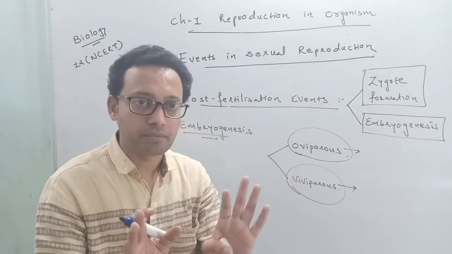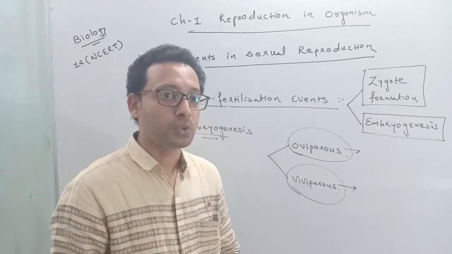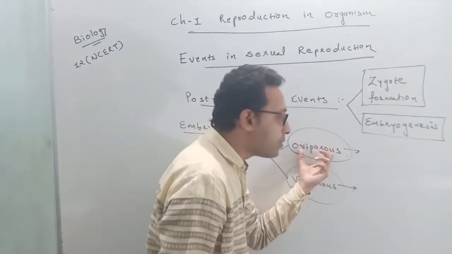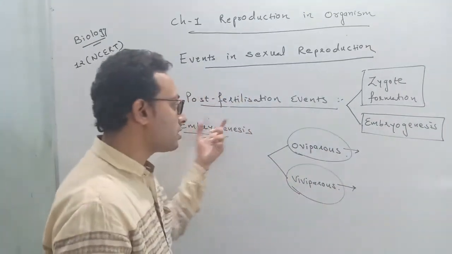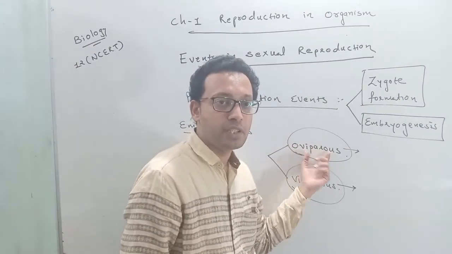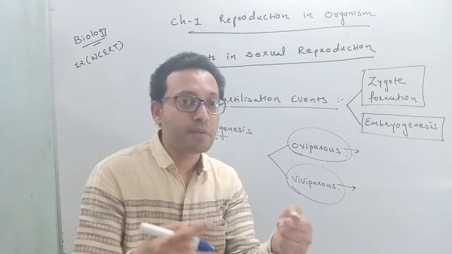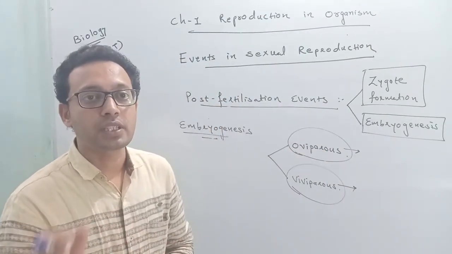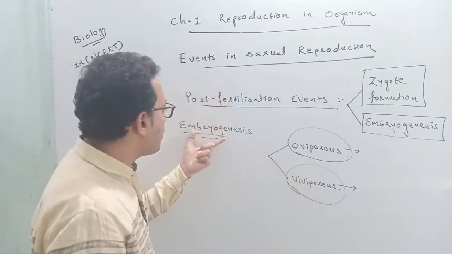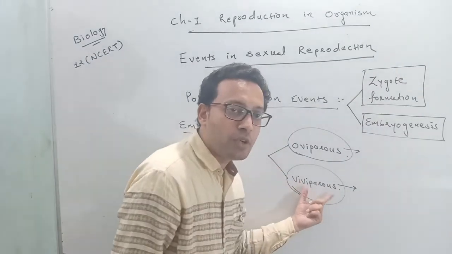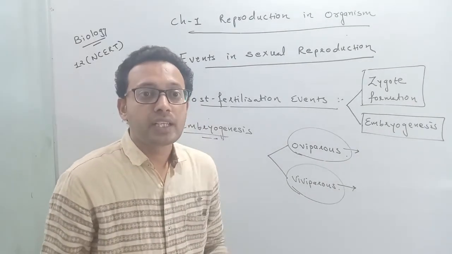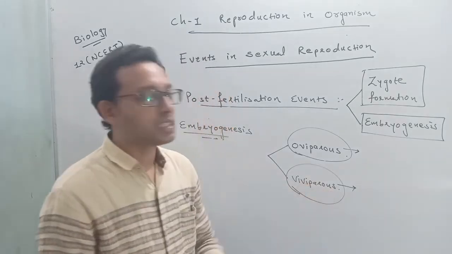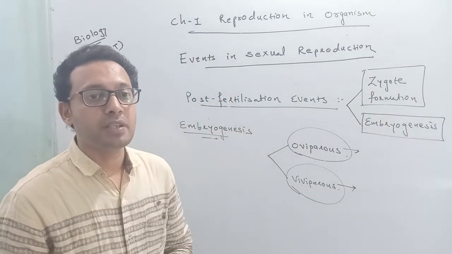or, in other terms, more specifically, where the embryo is going to be formed. Remember a word, embryogenesis. If there is a formation of an embryo outside the body of a female parent, then such organisms are called oviparous organisms. If development of the embryo occurs inside the body of a female parent, such organisms are called viviparous organisms.